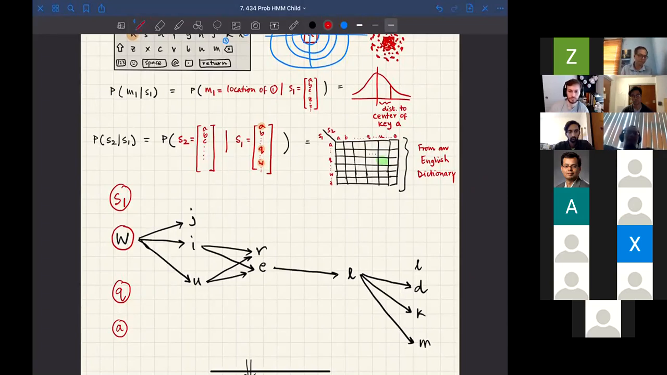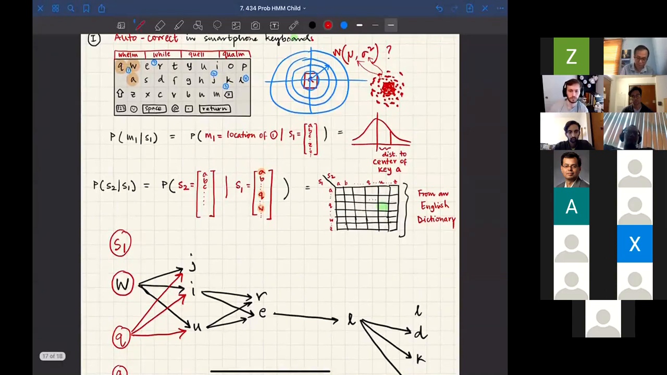QJ, unlikely. QI, unlikely. QU, okay, that looks pretty good. 1 is Q and 2 is U. Not bad. 2 being U, possible, and the motion model is saying that's very possible. And then you say, okay, third one, possible that it's E, possible that it's R, because third one could be E or R. So you say, okay, R, E, and you say, oh, Q, U, R.